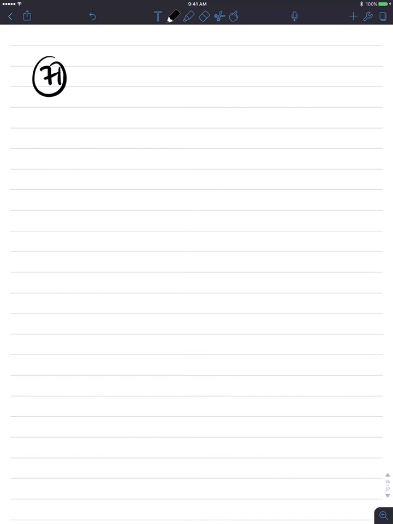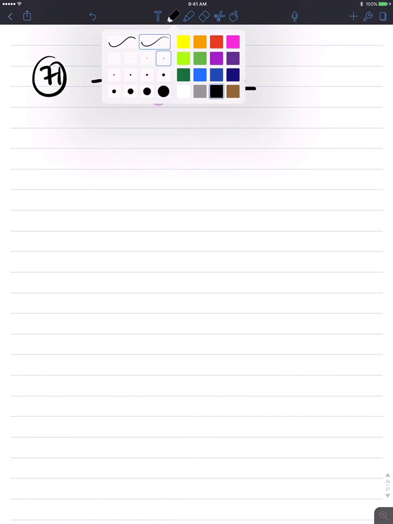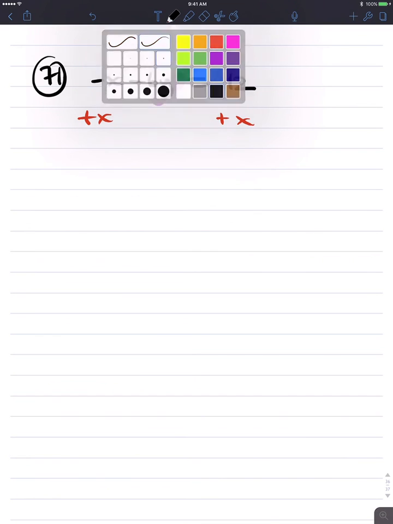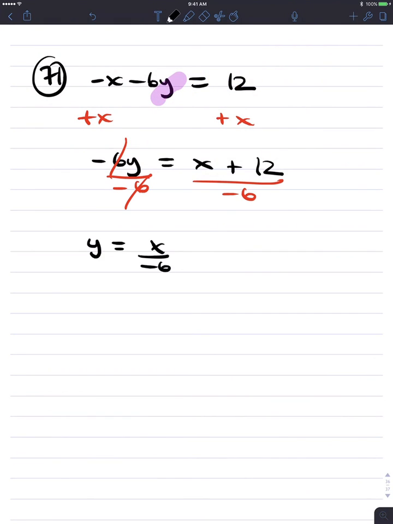71. Negative x minus 6y is positive 12. We're going to solve for y. We add x to both sides to get negative 6y being x plus my 12. There's a negative 6 being multiplied to y, so I have to undo this by dividing both sides by negative 6, and we end up with y being x over negative 6 plus 12 over negative 6.